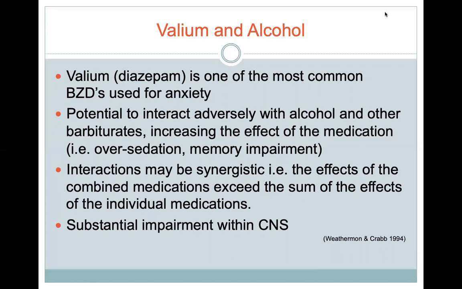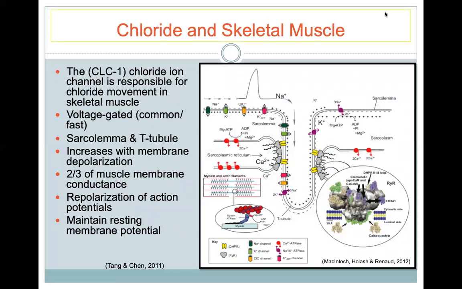And with some medications, such as barbiturates and benzodiazepines, alcohol acts on the same molecules inside or on the surface of the cell as does the medication. And these interactions may be synergistic. That is, the effects of the combined medications exceed the sum of the effects of the individual medications. This can lead to substantial impairment within the central nervous system and may place an individual at risk of an accidental overdose. Now we will move on to the role of chloride ions in skeletal muscle.